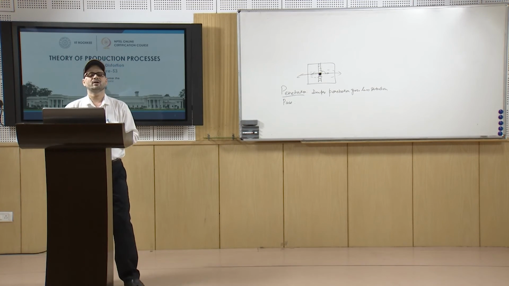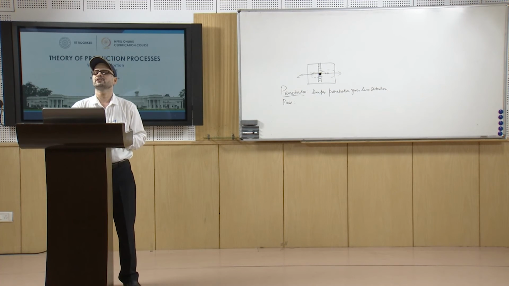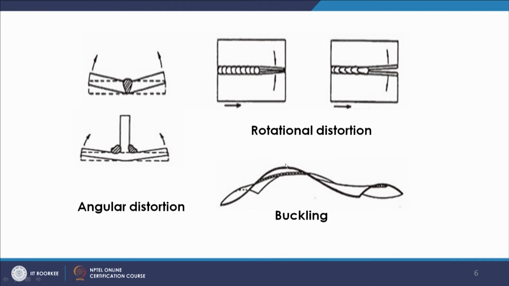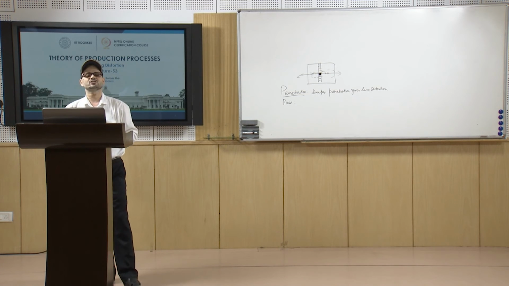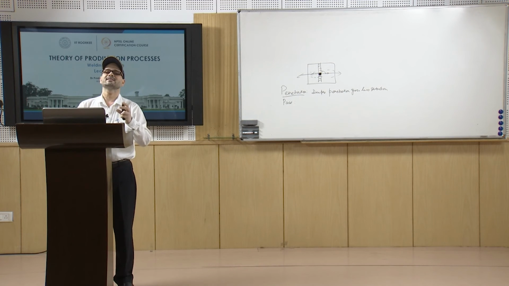Then comes the buckling and twisting. As you see here, this is the defect which is known as buckling and twisting. This is when you are welding thin plates, then this kind of defect is likely to occur. What happens is that a considerable amount of residual stresses will be developed in the areas away from the weld, and that causes buckling.